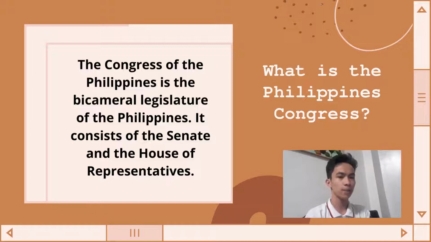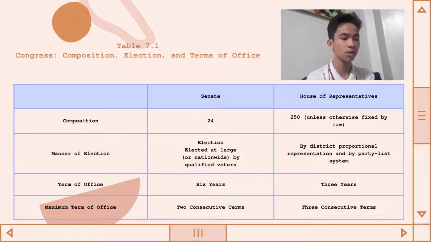The Congress of the Philippines is the bicameral, meaning having 2 branches or chambers, legislature of the Philippines. It consists of the Senate and the House of Representatives. The Senate is composed of 24 senators who shall be elected at large by the qualified voters of the Philippines, as may be provided by law, while the House of Representatives shall be composed of not more than 250 members unless otherwise fixed by law, 20% of whom must be party list representatives.